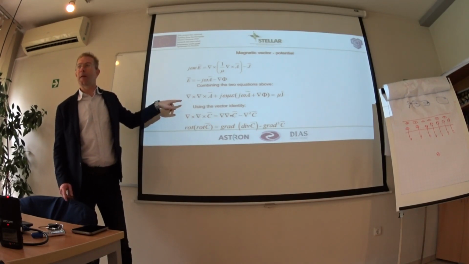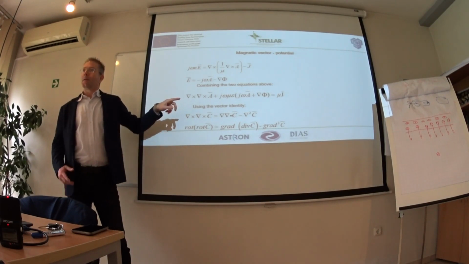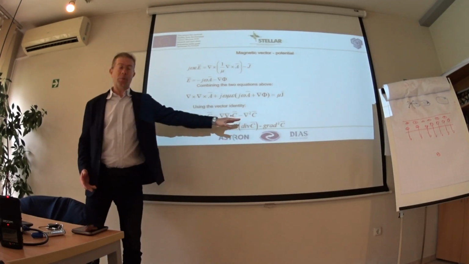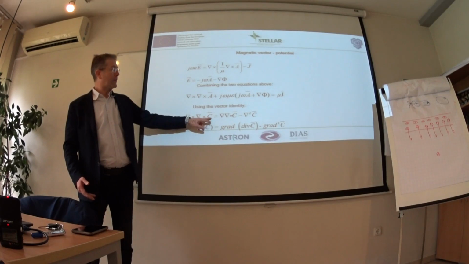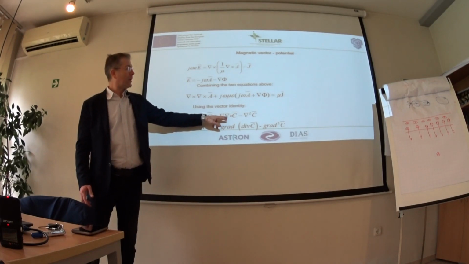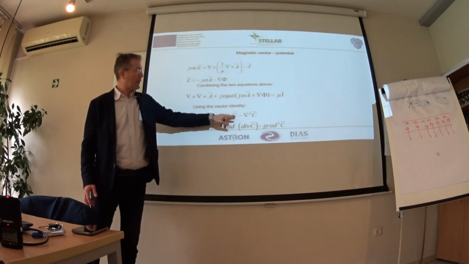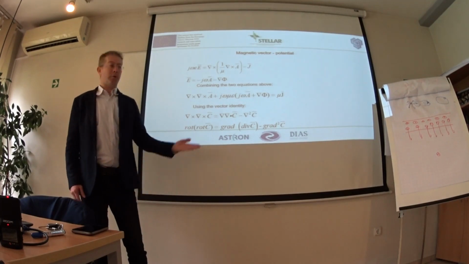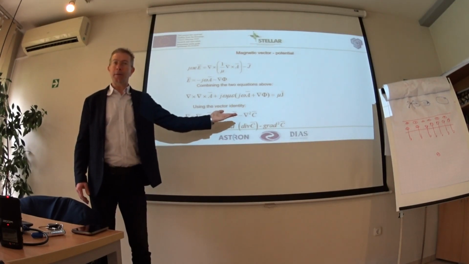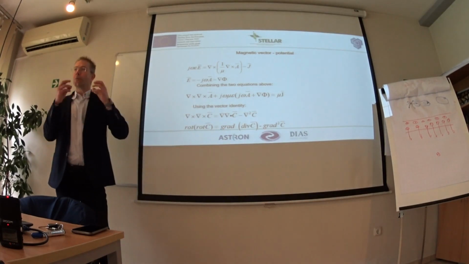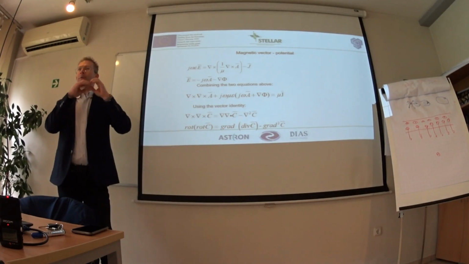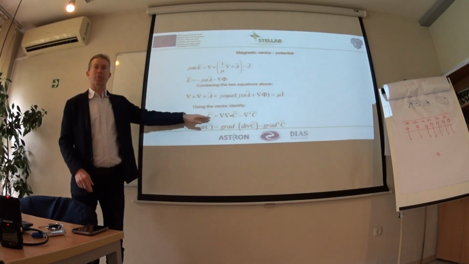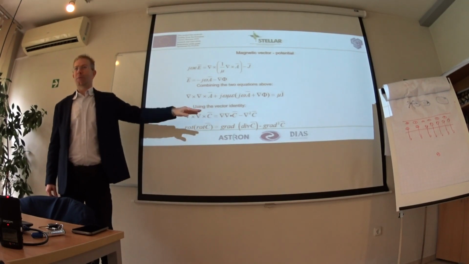And some smart guy derived the vector identity, this one. Rotation of C equals nabla divergence of C minus nabla squared C. So this is a vector identity, which means nothing but a fact that somebody has proven long before us. So we don't have to prove it, which is good because we would get lost.